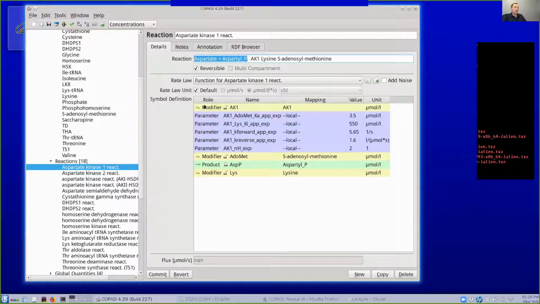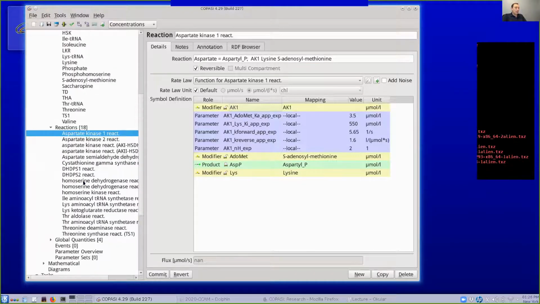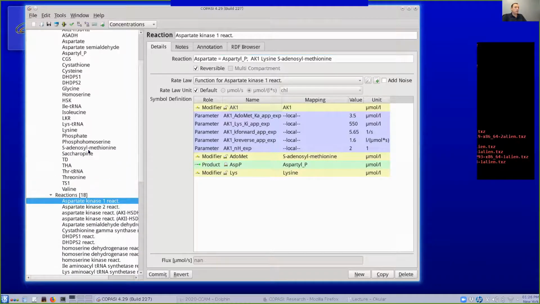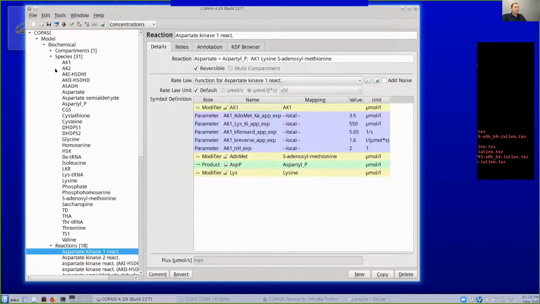They're called modifiers. This is a term that comes from kinetics. A modifier is anything that changes the rate of a reaction that is not being transformed in the reaction. And that includes the enzyme, which is, in this case, this one here, AK1. But in this case, it includes also two other substances. In this case, they are allosteric inhibitors, I believe. Now, these are all the names. There's a few other things underneath I will show later. But just to show that annotation is important.